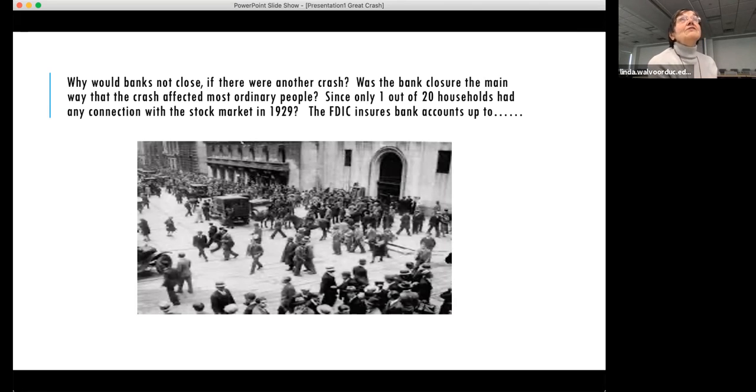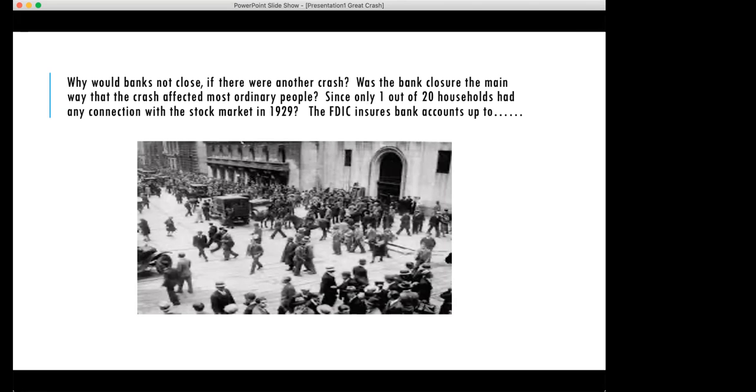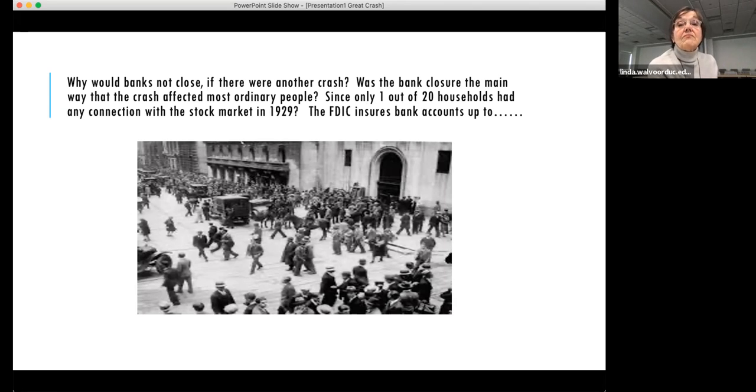Does that mean the money you have in the stock market is insured? Your account with your broker is insured? I think it's not per person, but per account. Per account, okay, all right.